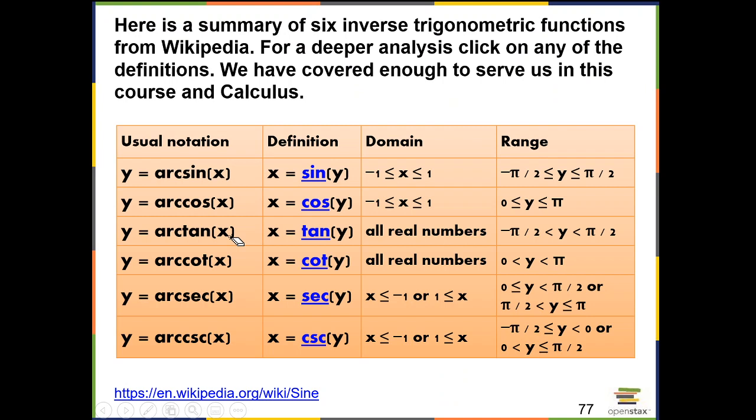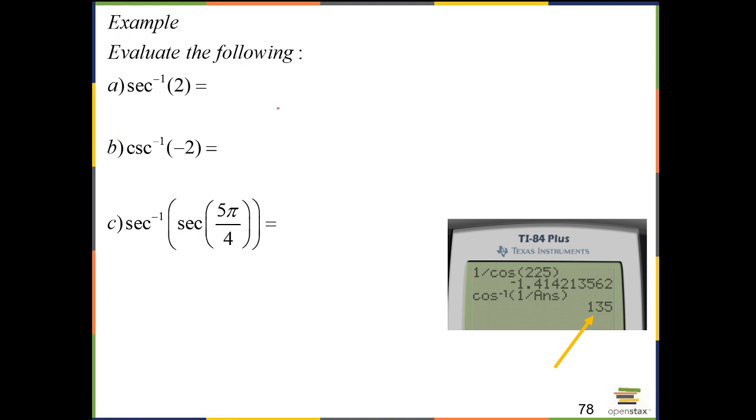Okay, so here are all of them together, and I got this table from Wikipedia. These are all the inverses with the definition, with the domain and ranges, restricted domain and ranges. Okay, so that's it. And so we evaluate the following.